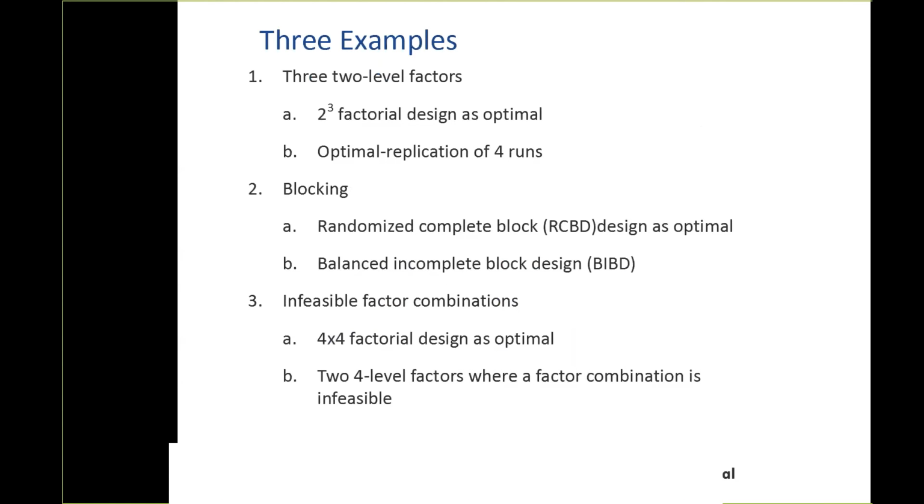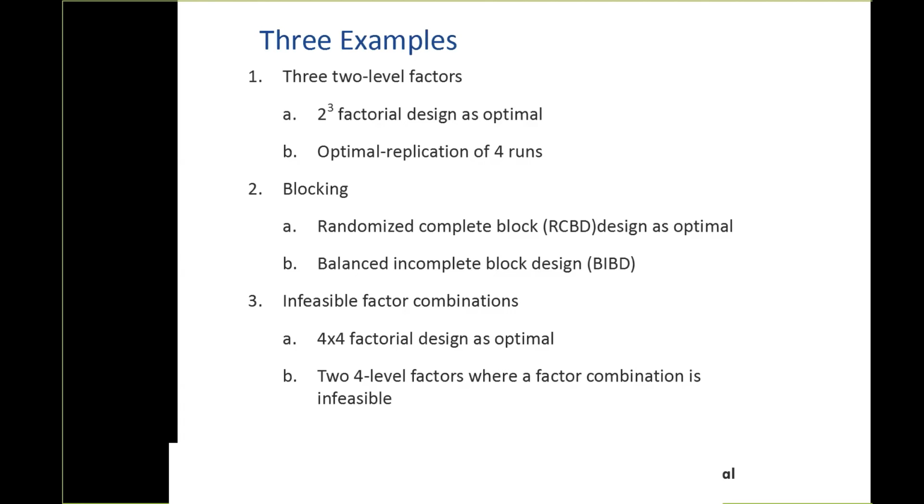So we've gotten through the book. At this point, there are 3 examples I'd like to show you that are examples that you would find in this book. So I'm going to switch. Well, I'll introduce the examples. The first one is a very standard example where you have 3 two-level factors, and you would be considering the 2 to the 3rd factorial design as an optimal design. But then you might consider the optimal replication of not the whole design, but 4 runs.